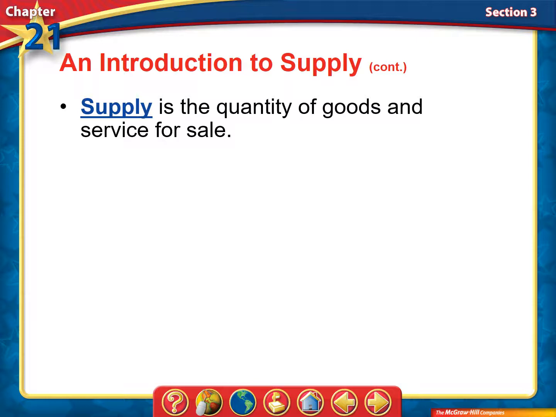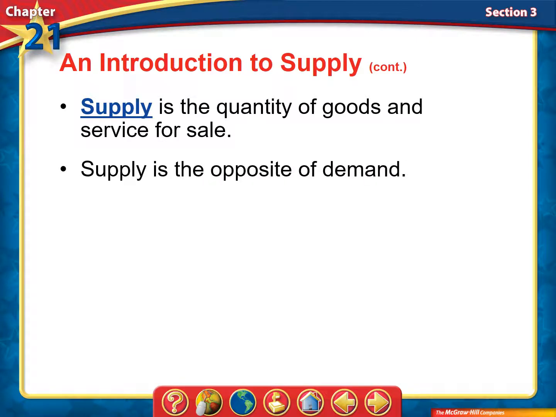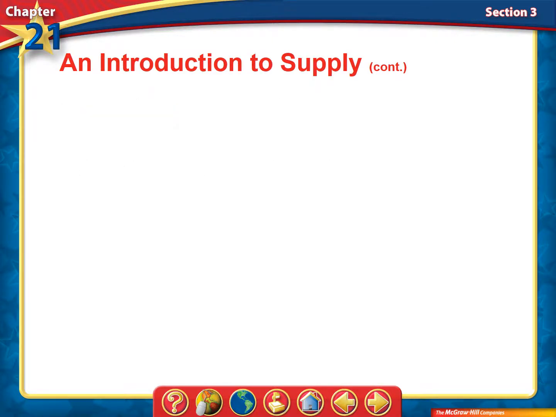Well, supply of the Pixel means everything from the original price down to the lowest price was the supply of that item. It is the opposite of demand, because the law of supply states that suppliers will normally offer more for sale at higher prices and less at lower prices.